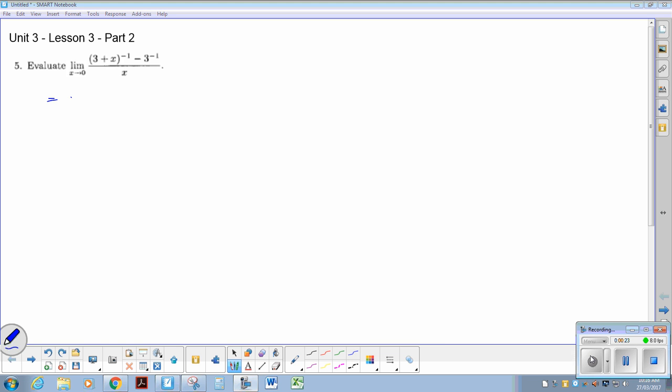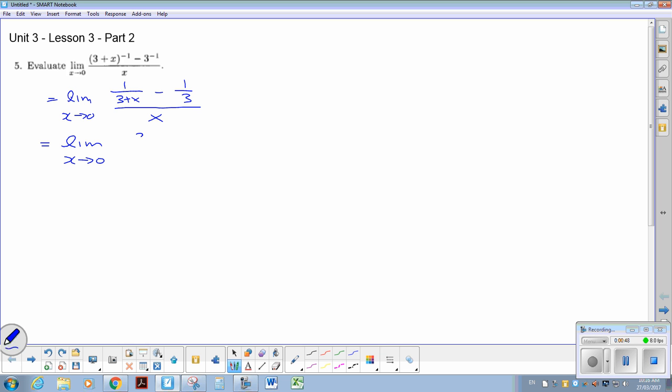So I'm going to rewrite it in a more representative form here. So 1 over 3 plus x minus 1 over 3 all over x. So one of the rules with limits, try factoring. Obviously at this point I don't see any simple factoring. If I have multiple fractions, I need to write them as 1. So that's the first thing I'm going to do here.